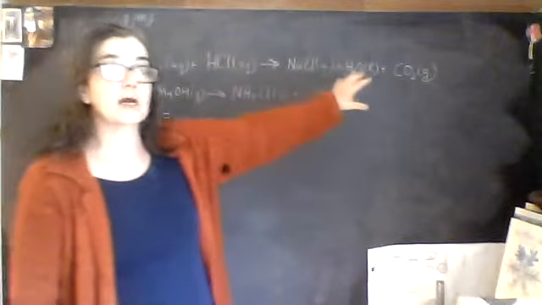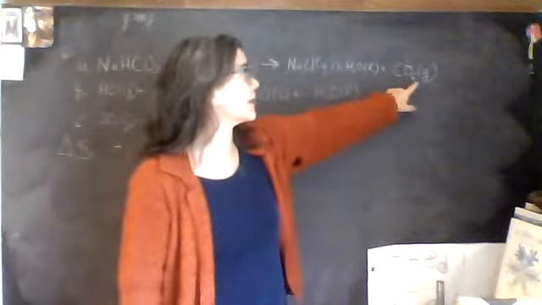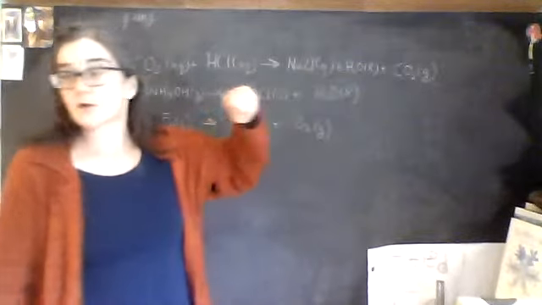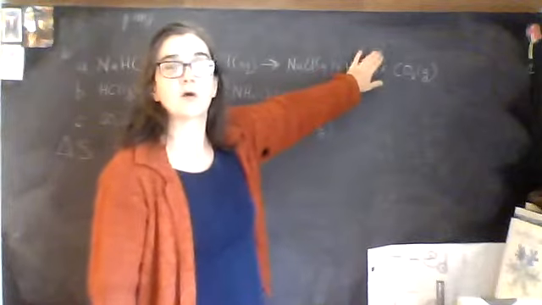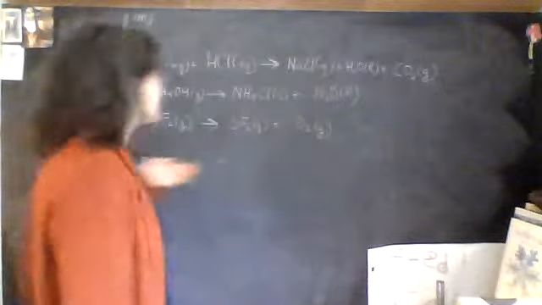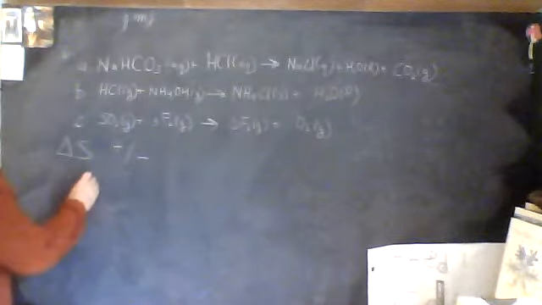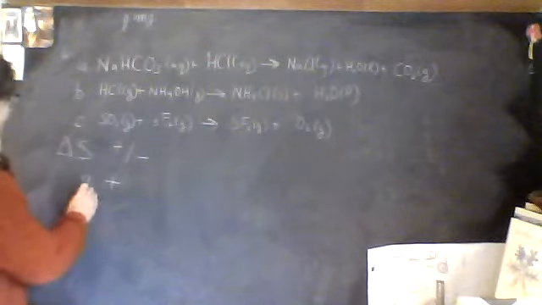So we can see that our product side has gas and liquid. So that tells us that the entropy is greater over here, which means that this is going to be a positive. So letter A is positive, okay?